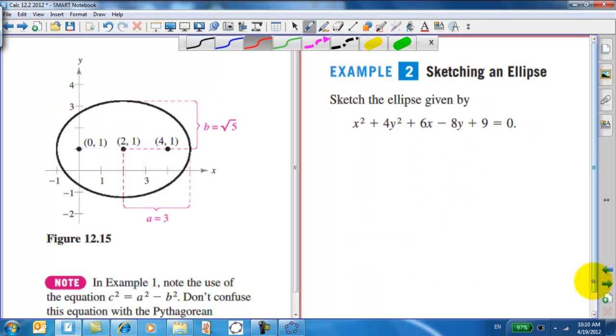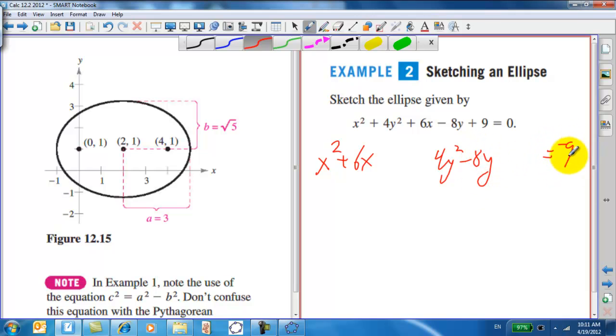Now, sketching an ellipse. Let's try sketching this ellipse: x squared plus 4y squared plus 6x minus 8y plus 9 equals 0. What you have to do is separate the variables first. Put all the x's together and the y's together, 4y squared minus 8y, and you're just going to move this 9 to the other side as negative 9.